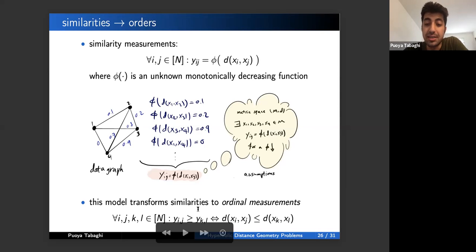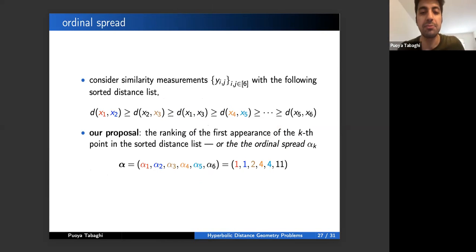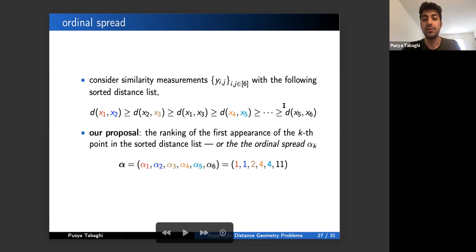So these similarities are just as informative as these distance comparisons, just because phi is unknown and decreasing. Okay, so here's an example. Let's say we have similarity scores between 6 entities. And so we know how to transform these similarities into distance comparisons. So at the end of the day, I can get a sorted distance list by just sorting these similarities, right? And so I basically summarize these similarity measurements into a sorted distance list like this.